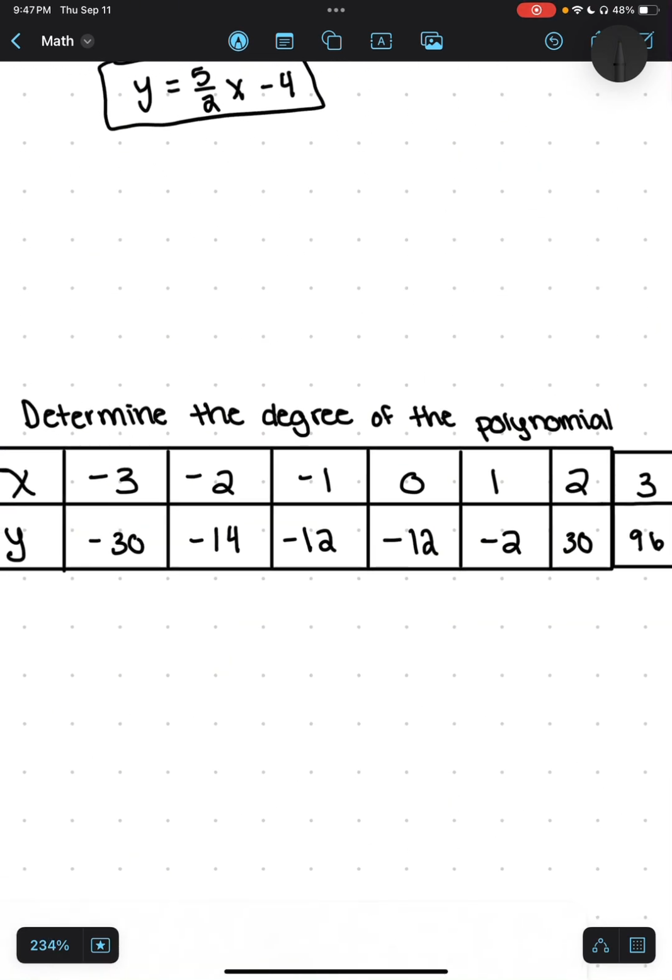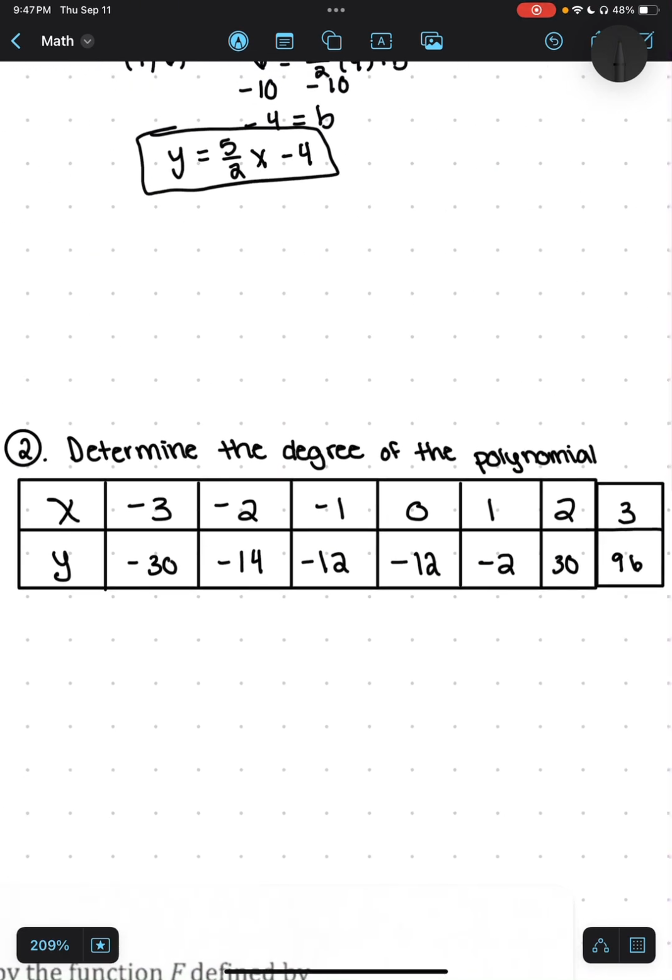Determine the degree of the polynomial. So here we have our x values on the top and our y values at the bottom. What we need to do is determine the degree. So is it x to the power of 1, x to the power of 2, or x to the power of 3, and so on. In order to find this out, we need to find the rate of change, and we have to keep going to the rate of change of the rate of change.